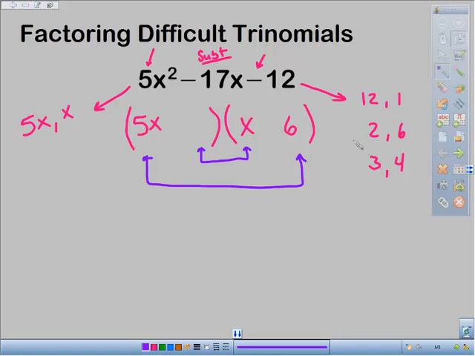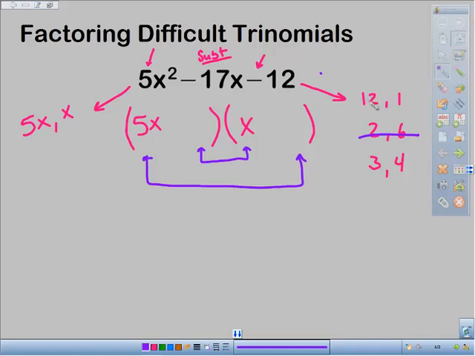So what I'm going to do is just switch the two. We're going to still try 2 and 6, except this time we're going to switch it to 6 and 2, like so. And so now I try this again. 6 times x is 6x, and 5 times 2 is 10x, and when I subtract, I do not get 17x, I get 4x. So again, that tells me these do not work. These are not the proper factors. So I've tried 2 and 6. I've tried 6 and 2. That is not going to work.